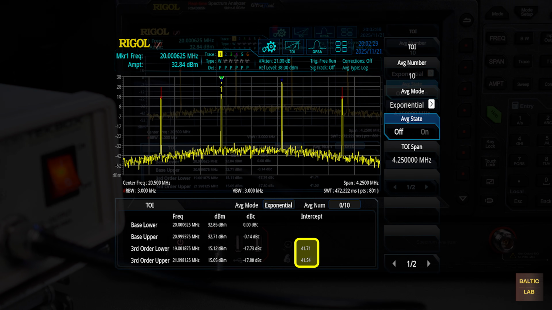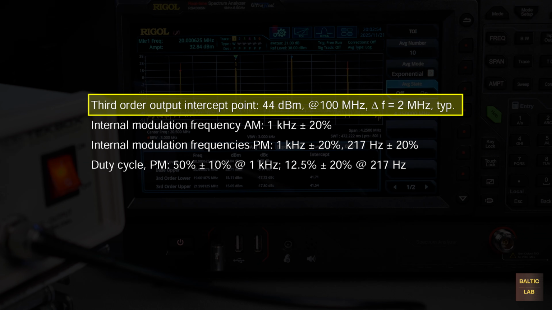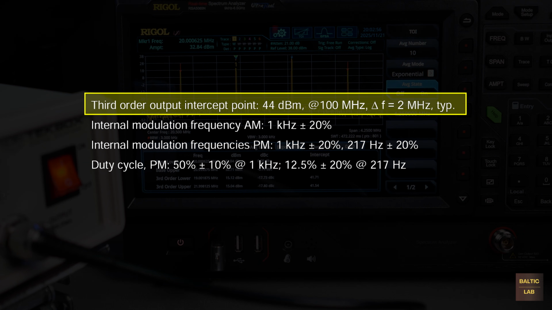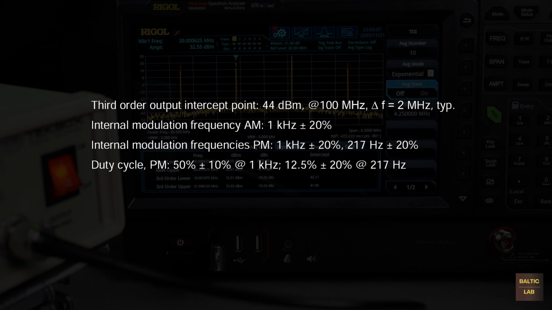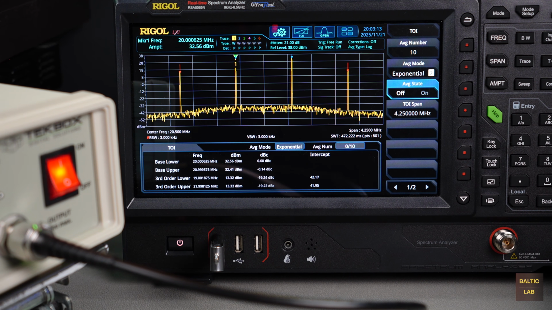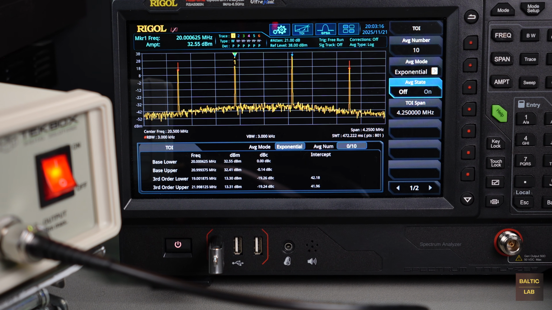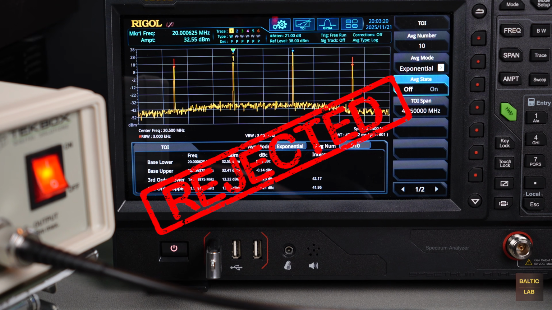But wait, that's far below the value Tekbox specifies. Tekbox lists a third-order intercept point of 44 dBm. Although their specification is given at 100 MHz with a 2 MHz tone spacing, the result from this setup should be very close. So either Tekbox overstated the TOI or something in the test setup is wrong. When a measurement differs from expectations, the safest assumption is that the measurement is at fault. And spoiler, that assumption turns out to be correct.